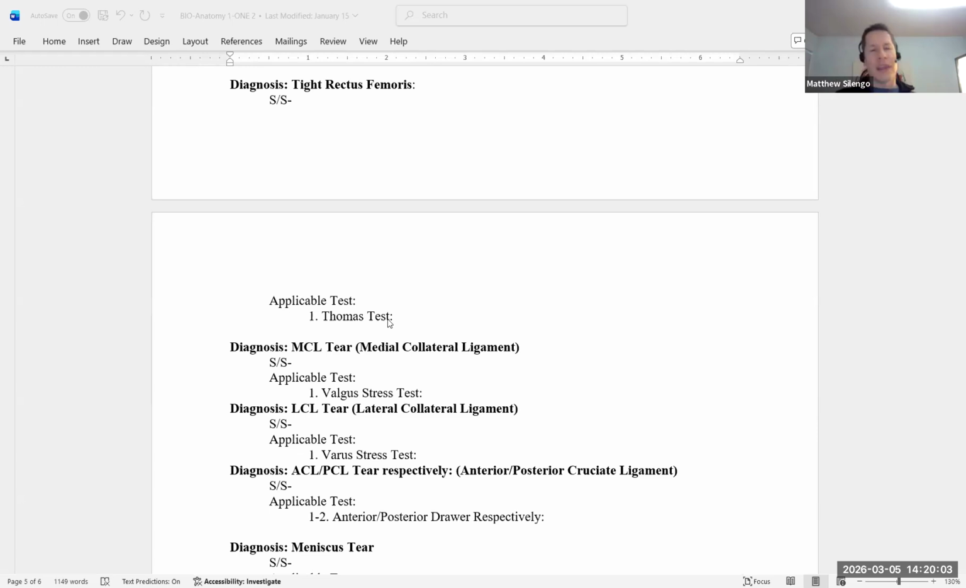And again, comps wise, it'd be one thing if you had to perform these, we'd probably go in the classroom and practice them as part of the review course. But you just have to recognize for comp purposes that if they say something about Thomas test being positive, that indicates tight rectus femoris. That's it. Don't really go too much beyond that for these.